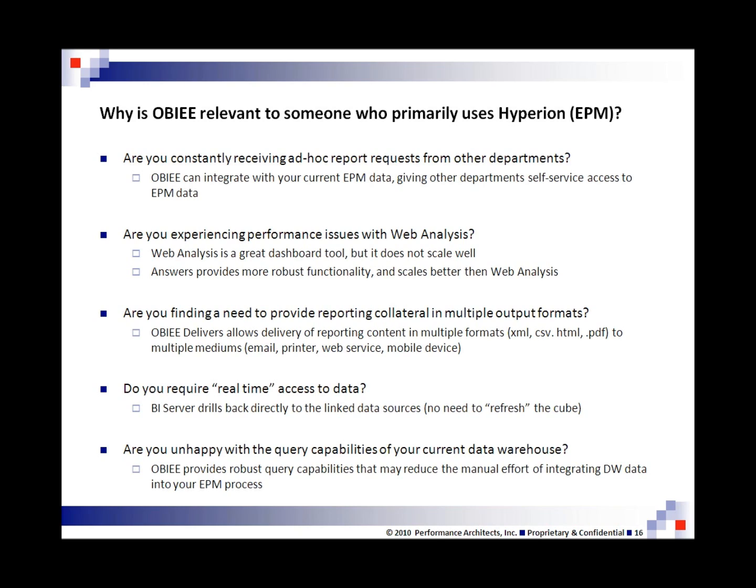Another reason might be, are you unhappy with the query capabilities of your current data warehouse? Did IT put a data warehouse in place that comes with its own query tool that you find difficult to use? You may be able to use OBI to pull some of that data warehousing information into OBI, and then use OBI to go to any of these delivery formats such as CSV, XML, HTML, and it may save you some of the manual manipulation time it takes to take your data warehousing data and integrate it into your EPM applications.